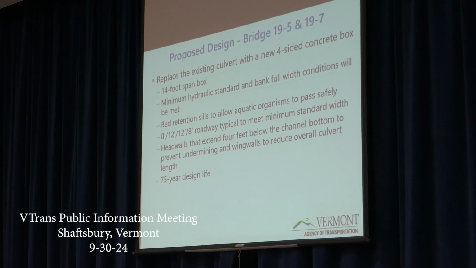The roadway on Route 7 will not be changed. It will still remain at 8-foot shoulders and 12-foot travel lanes. And we'll be incorporating head walls and wing walls on the upstream and downstream side of the culvert to minimize the length of the culvert and impact to the adjacent wetlands. And again, as I mentioned, 75-year design life is what we're anticipating.